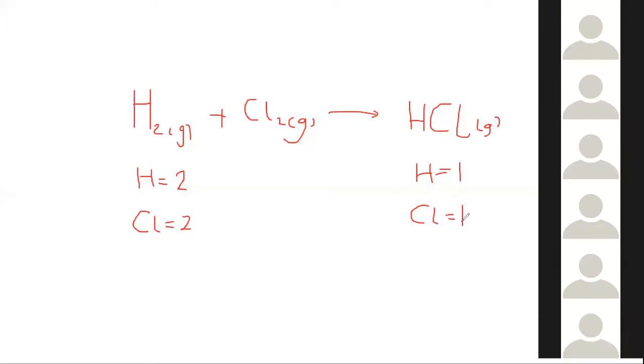So our main job here is to make sure that atoms on the left-hand side are equal to the atoms on the right-hand side, reactants and products. But you see that for hydrogen, there are 2 on the left-hand side, and on the right-hand side, it's 1. Chlorine, there are 2 on the left-hand side, then on the right-hand side, it is 1. So what can we do to hydrogen? Can someone tell us what we should do?